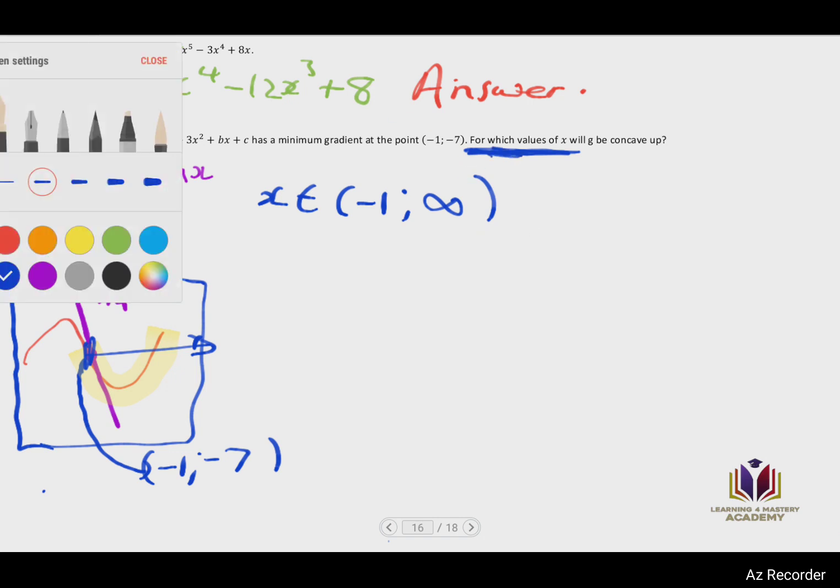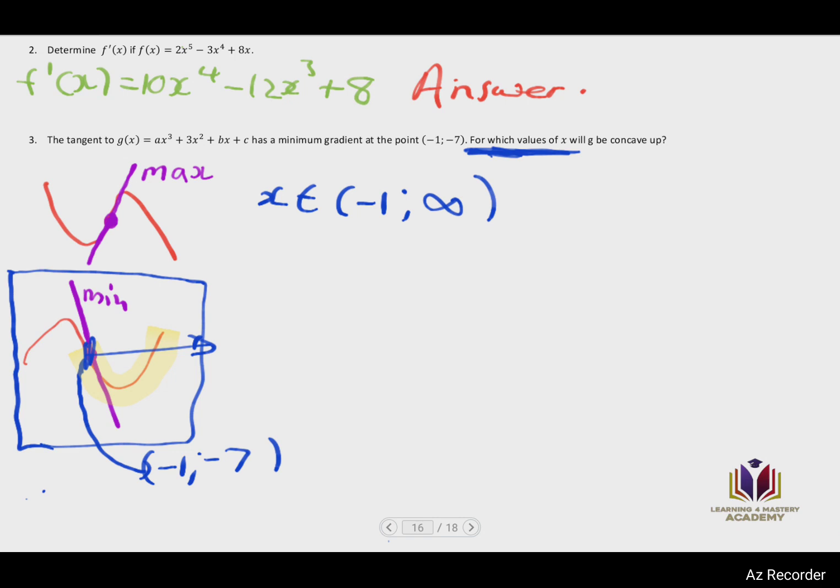Simple. They want you to calculate it. Okay, so how are we going to calculate this? Simple. We have to derive this twice. Why do we have to derive it twice? Because the point of inflection is found from the second derivative of the original equation.